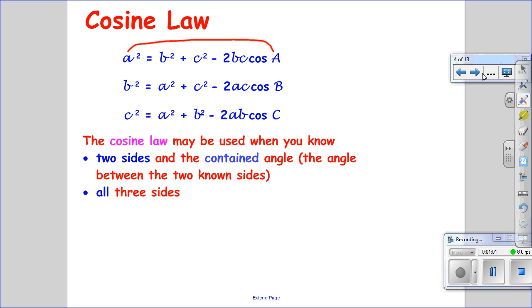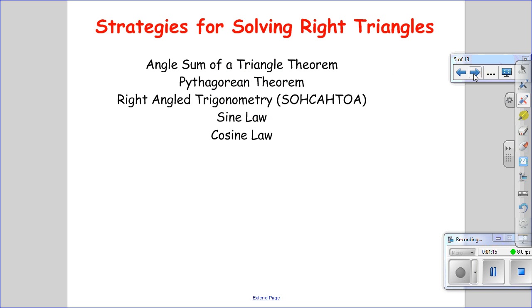And you use the cosine law when you have two sides and the angle in between the two known sides, which is called a contained angle. Or if you know all three side lengths, then you can solve for a missing angle. Now we're going to do some problem solving.